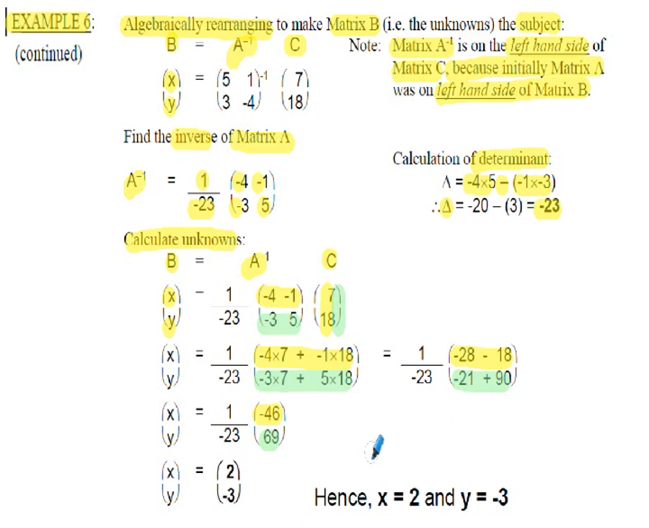The final step in the process is to divide each of the elements by the determinant, the negative 23. So in this case, negative 46 divided by negative 23 is positive 2, and 69 divided by negative 23 is negative 3. So we found our solutions now for x and y using matrices. X is equal to 2 in this particular case, and y is equal to negative 3.